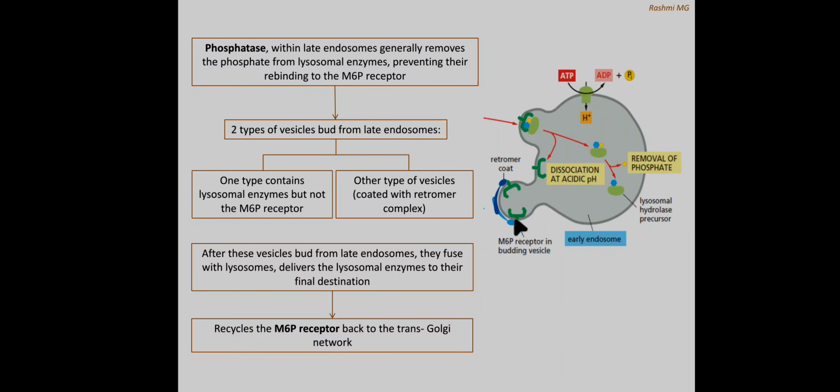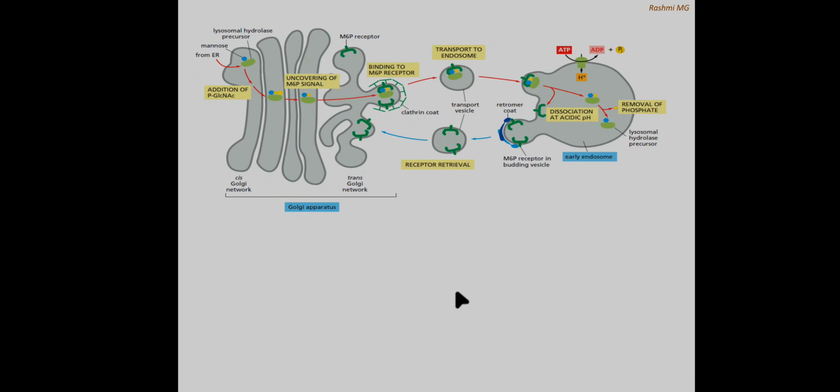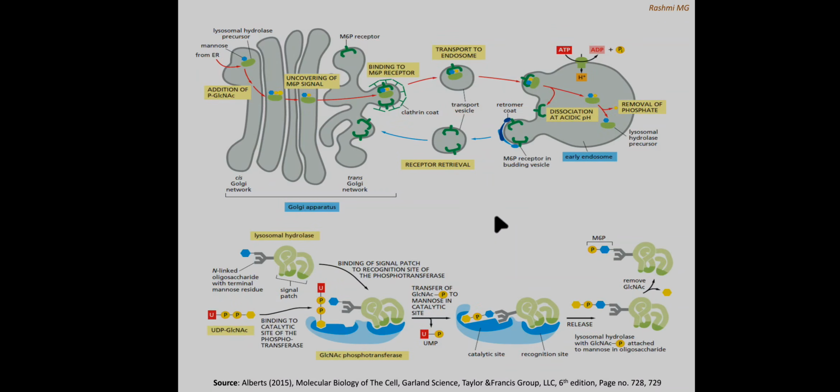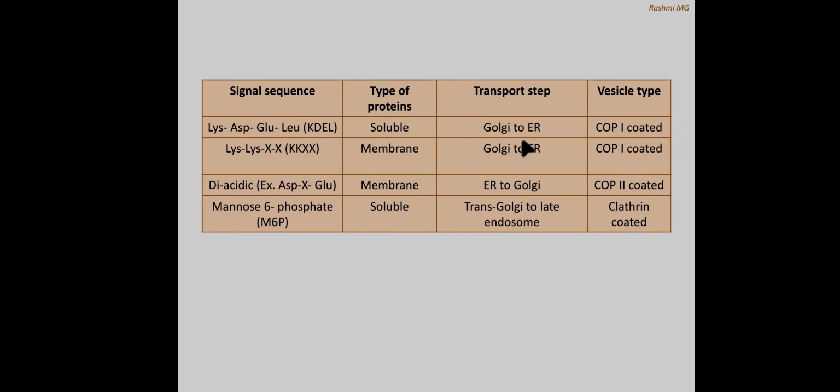Then what is the fate of the receptor? It gets back to the trans Golgi network. This is the process we learnt yesterday. And this table will remind you of the specific signal sequence, its function, and the type of vesicle used to transport.